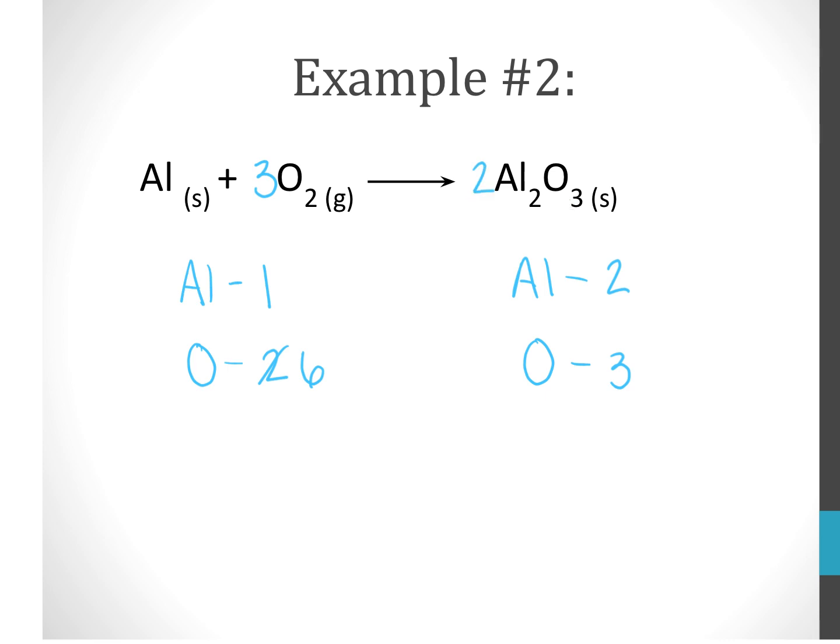And again, they're going to multiply. So what's 2 times 3? Okay, so we have 6. And then did this also change my number of aluminums? Yeah. Okay. Again, they're going to multiply. So it's 2 times 2. Okay, so we have 4 aluminums. So now what do you have to add on this side? 4.